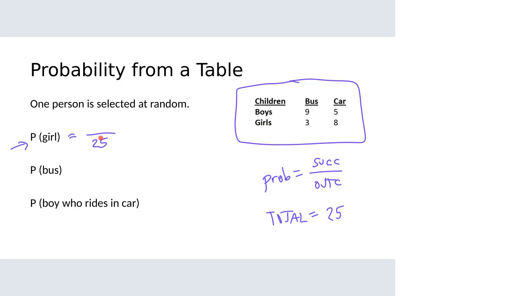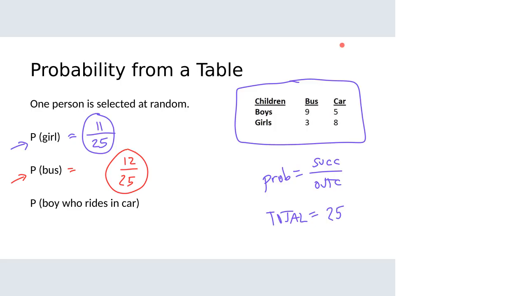We're picking one person at random. The probability that that person is a girl, well, then we need to look at the girls row here and add up all those girls. And it looks like there are 11 girls out of 25 total students. So the probability of selecting a girl is 11 out of 25. Our next question is, what's the probability a student rides the bus? We still have 25 outcomes here. Now we're looking at students who ride the bus. And it looks like there are 9 plus 3, 12 of those. So the probability that the student would ride the bus would be 12 out of 25.